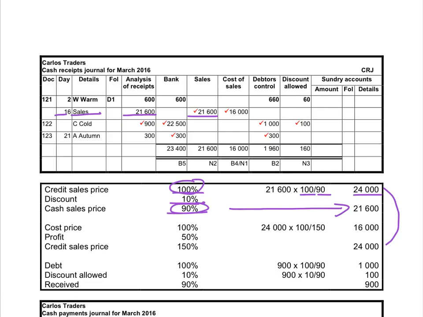A profit of 50% was made on cost price, so cost price is 100 and the sales price will be 150. The sales price equals 24,000. If we want to calculate the cost price, we will multiply the 24,000 with the 100 that we want to know, divide by the 150 that's known, and that will give us 16,000 rand. So in the cost of sales column, we will enter the amount as 16,000.